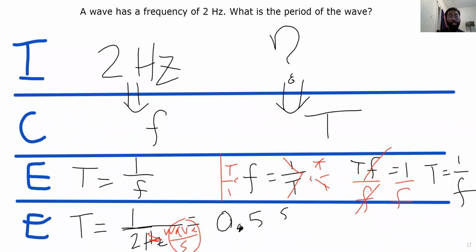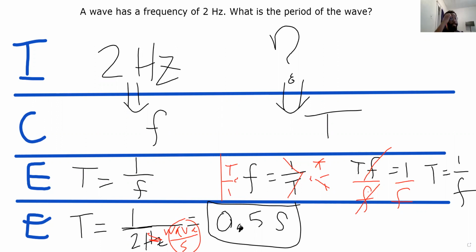So we go ahead and erase wave. And as you see, we're left with seconds in the numerator. So our final answer, right? Let me just make this seconds look a little cleaner. So we were left with seconds in the numerator. So our final answer is 0.5 seconds, all right? And that is the period.